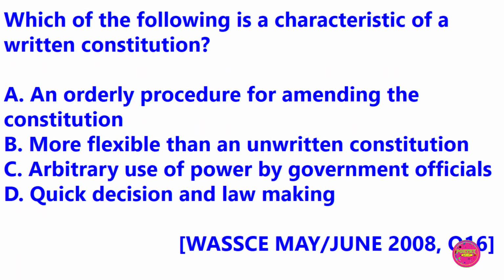Which of the following is not a characteristic of a written constitution? A. An orderly procedure for amending the constitution. B. More flexible than an unwritten constitution. C. Arbitrary use of power by government officials. D. Quick decision and lawmaking. The correct answer to this question is A. An orderly procedure for amending the constitution.